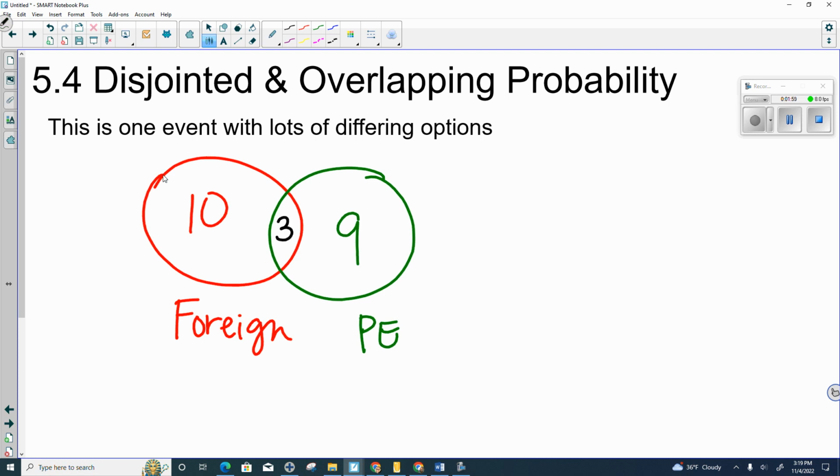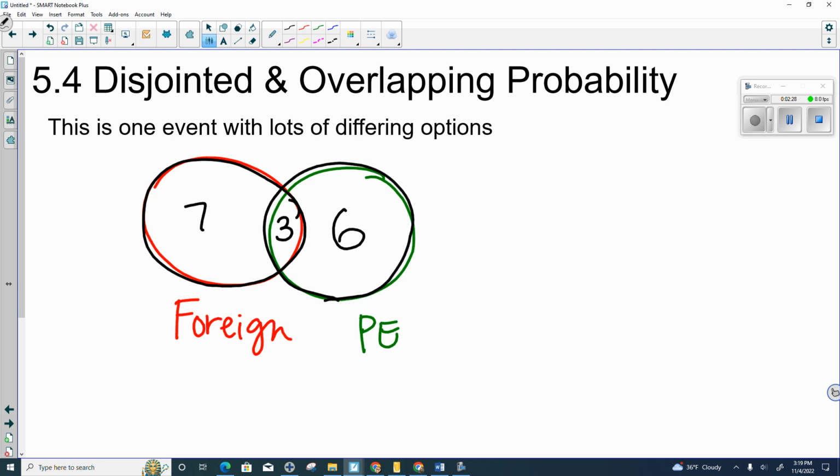And then I came back and I went like this. Sorry, my coat is touching the microphone. Why did those numbers have to change? Why did they have to go down by 3, both of them? Well, if not, it now feels like there's more people than I actually surveyed, okay? So 7, 8, 9, 10. This is still my 10 people that are in a foreign language. This is still my 9 people who are taking PE, but this is a special group of them. They have both foreign language and PE on their schedule right now.